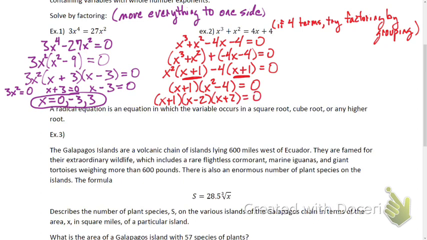Now you just got to write the answer. And hopefully you can do that in your head. You set each one equal to 0. X ends up equaling negative 1, positive 2, and negative 2.